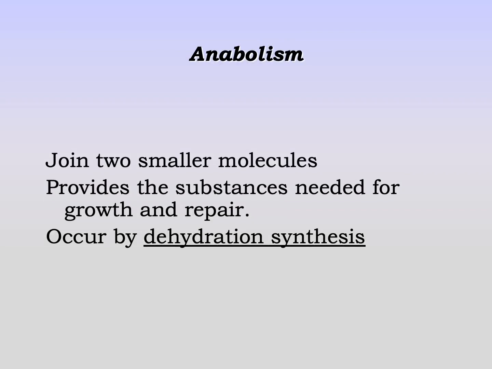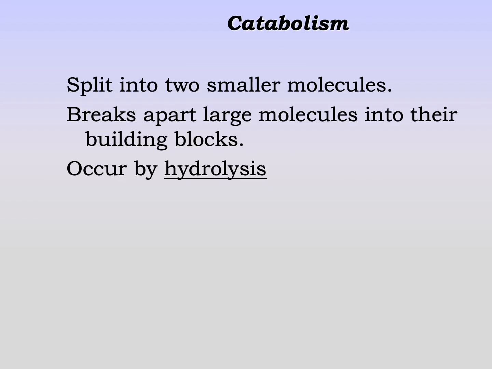The first of which is anabolism, or anabolic reactions. In chemistry class, we call these dehydration synthesis reactions. This is where we take smaller molecules, pair them together, and build a larger molecule. This provides the substances needed for growth and repair. Opposite of anabolism is catabolism, where we take a larger molecule and split it into two. This occurs via hydrolysis. In chemistry class, we will call this a hydrolysis or a decomposition reaction. And so let's take a look at how these antagonistic pairs of reactions take place.